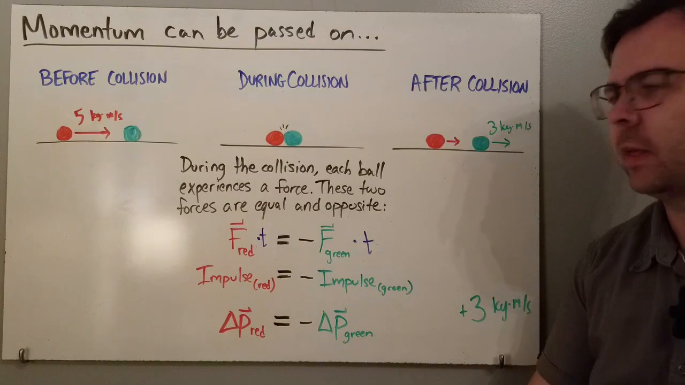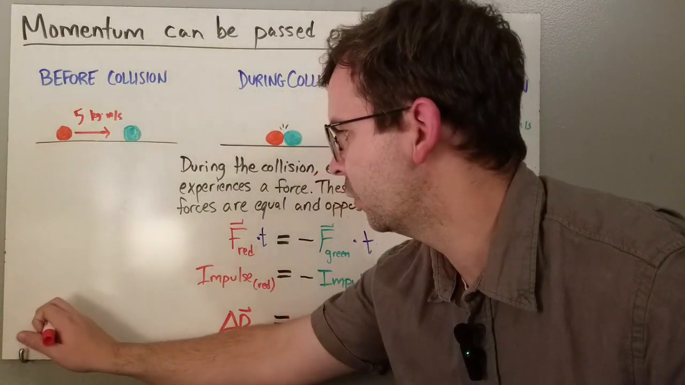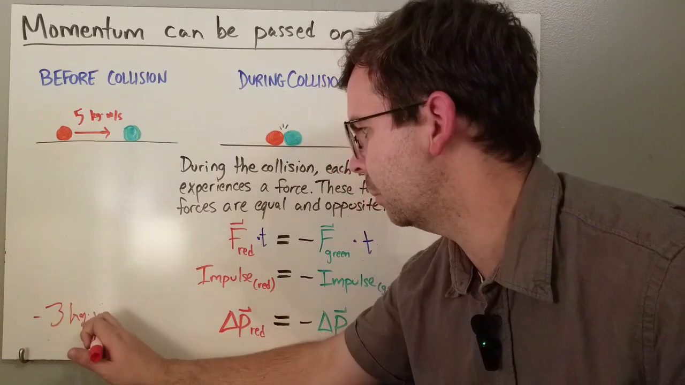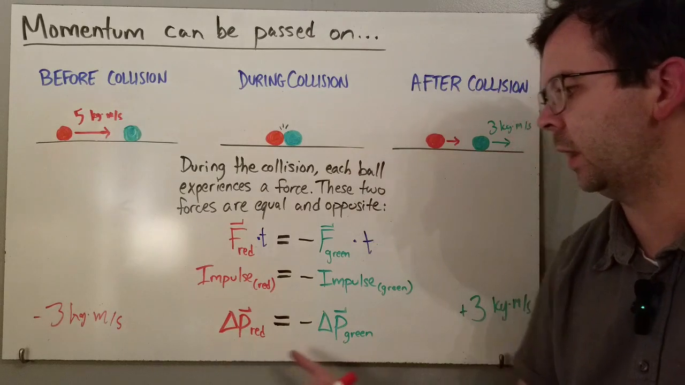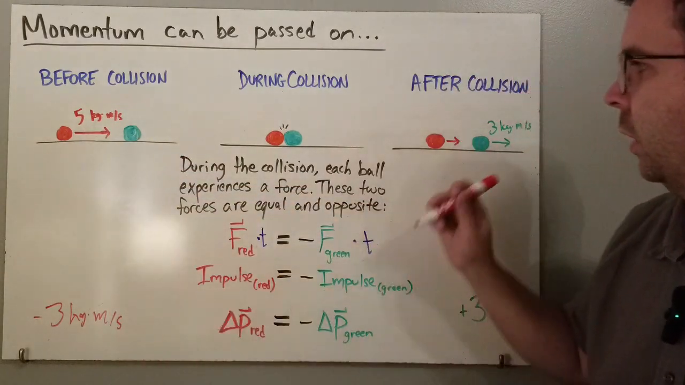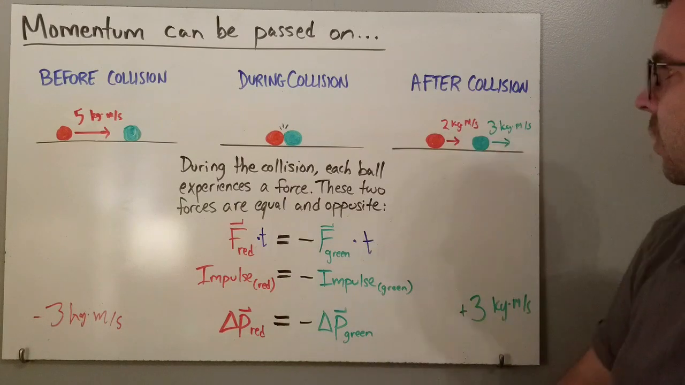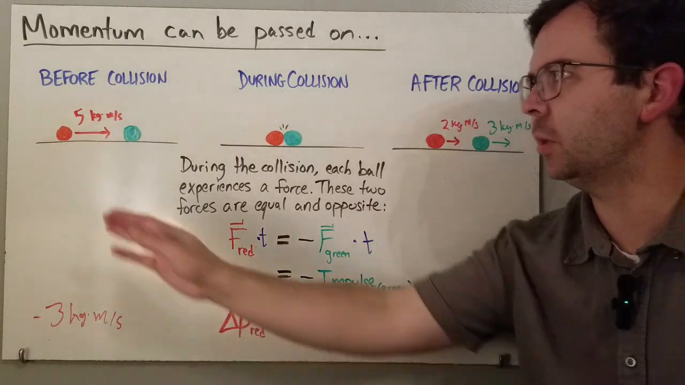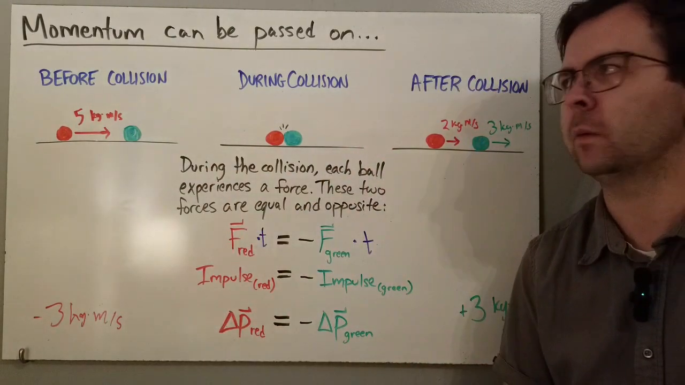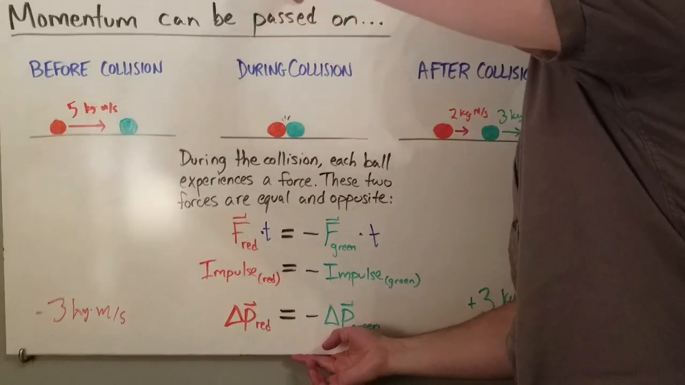That must mean that the red ball has lost 3 kilograms times meters per second. So there's a loss of momentum from the red ball, but that loss of momentum for the red is gained by the green. So that would mean if the red ball has lost 3, then it's going to be moving with a new momentum of 2 kilograms times meters per second. So whatever momentum you lose, it's gained by the other ball. In other words, momentum can be passed on from one object to another. Let's look at some examples, still involving two balls colliding with each other.